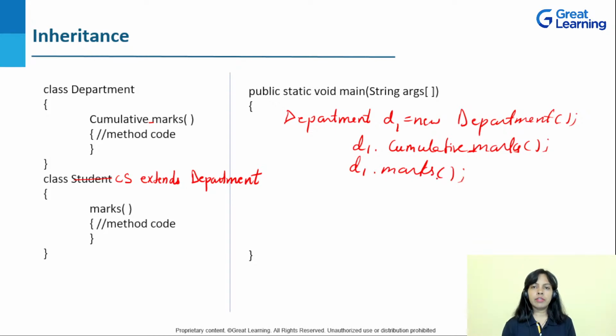Is there any error in the code? Will it be called properly? So I've created an object of department class and I'm calling the method of department class as well as CS class. This will be called properly, no error. But this will throw an error. It won't be called properly. It will throw a compile time error. Why? Because I'm having an object of department class and department class has not inherited all the properties of CS class, right? CS has extended all the properties of department. So the object of department class will not have access to the CS class properties. Okay, I hope this is clear.